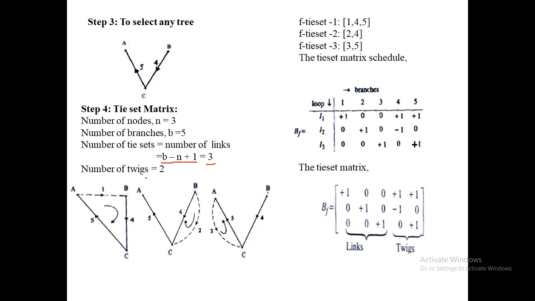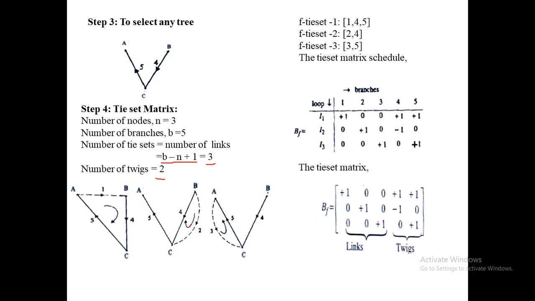Next, the number of ties can be calculated as n minus 1. Here n is 3, so 3 minus 1 equals 2. Here, these are the 4 and 5 branches of the tree. We have to create the closed path using the remaining branches. Here, this is link branch 1. I have formed this as one tie set.